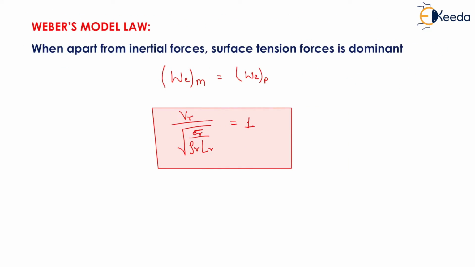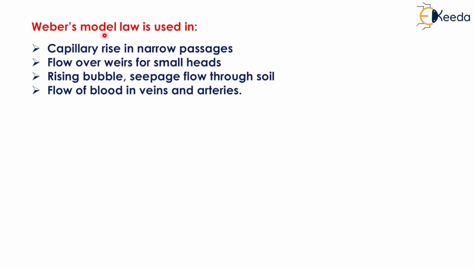Now next one will be Weber's model law. When, apart from inertia forces, surface tension forces are dominant, then Weber's number for model will be equal to Weber's number for prototype. Therefore, Vr upon under root of sigma r upon rho r into Lr will be equal to 1. Weber's model law is used in capillary rise in narrow passages, flow over weirs for small heads, rising bubble, seepage flow through soil, flow of blood in veins and arteries.